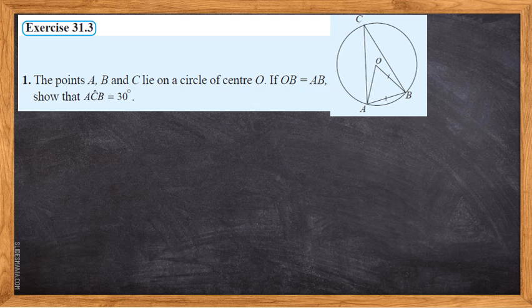First we have to show that AOB is an equilateral triangle. Right. Let's write the data. It is given that OB is equal to AB. That is given. Then we have to prove that ACB is 30 degrees.